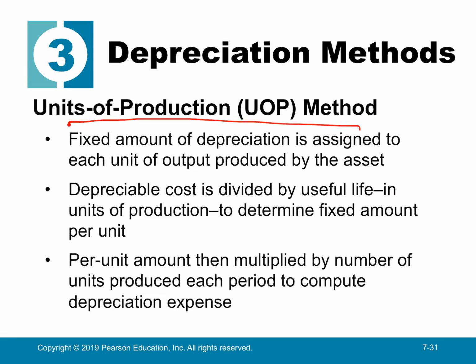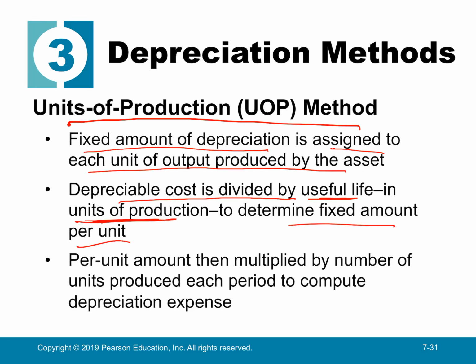Next method, units of production. So we still have a fixed amount of depreciation that gets assigned to each unit of output produced by the asset. The depreciable cost, okay, again, $40,000 in our example, gets divided by useful life, but now instead of years, we're going to use units of production, and that's going to determine our amount per unit. Okay, so then we get a per unit amount and multiply that times the number of units produced each period to figure out what our depreciation expense is going to be.